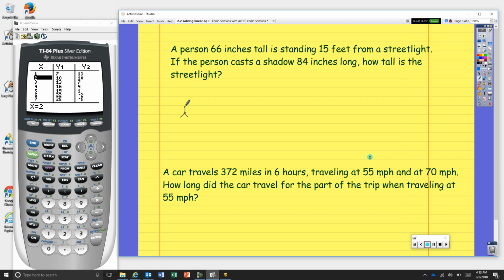So here's a person, and they are 66 inches tall. This person stands 15 feet from a streetlight. As the streetlight shines down, it casts a shadow of the person. The shadow is 84 inches long. How tall is the streetlight?